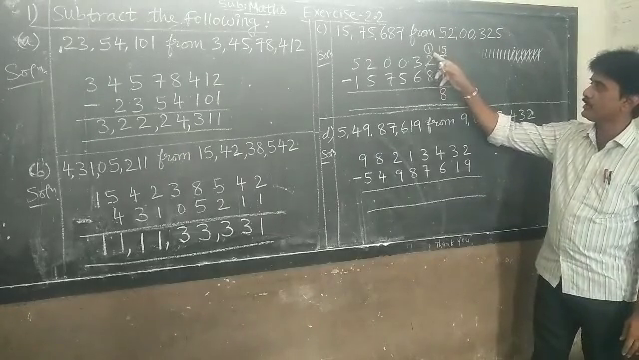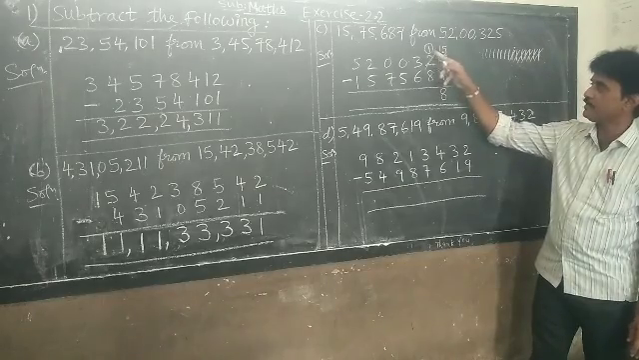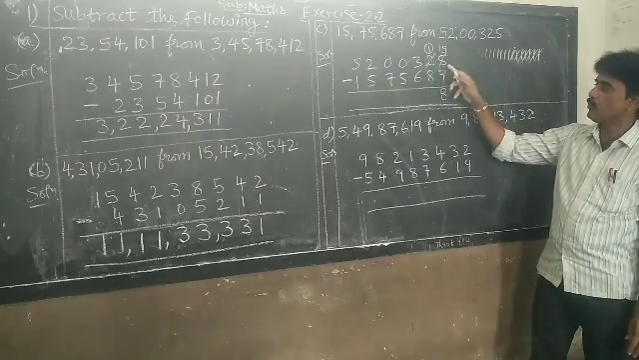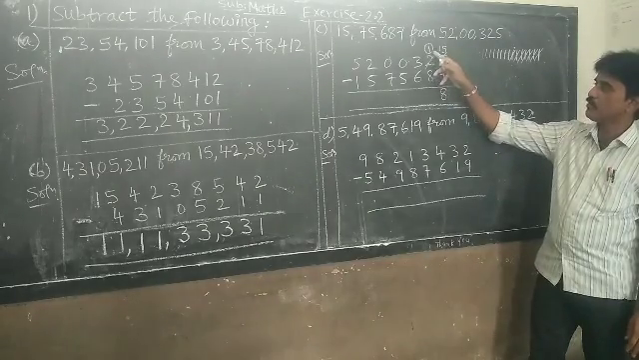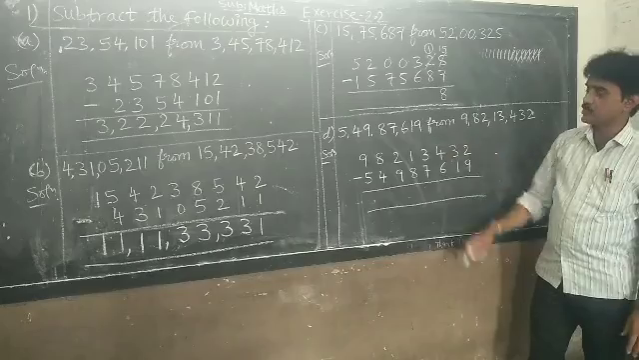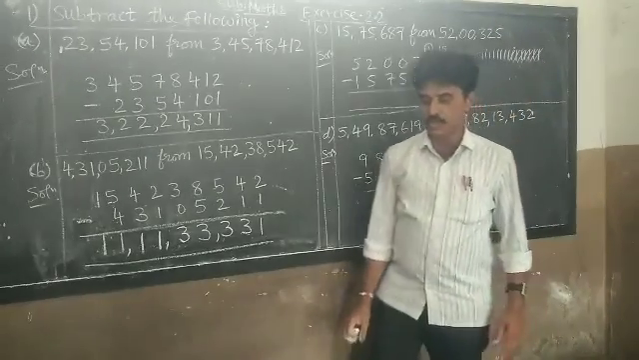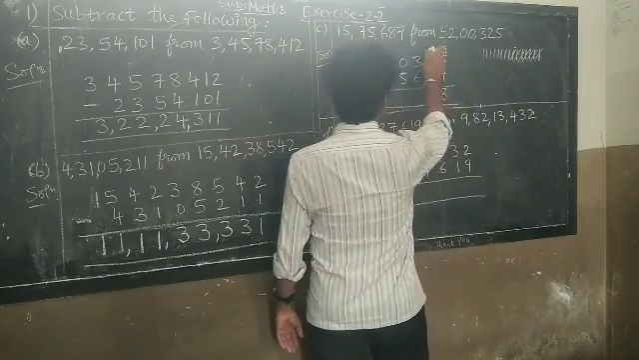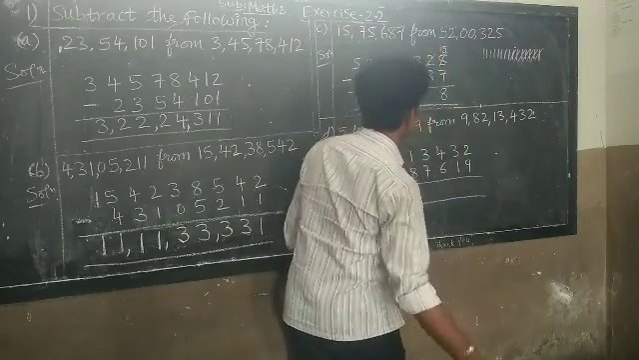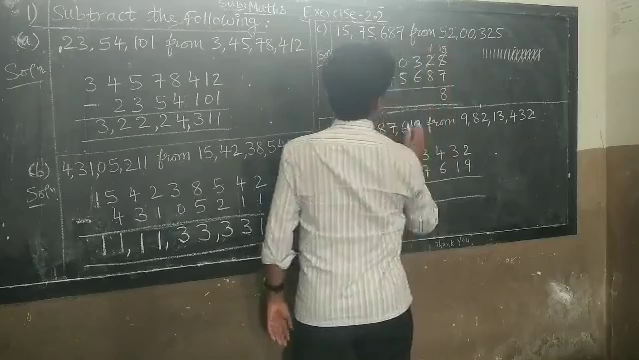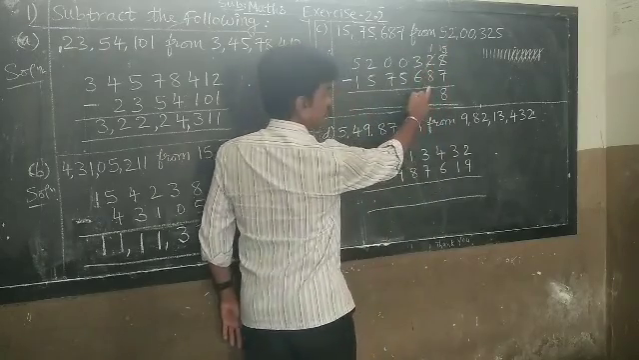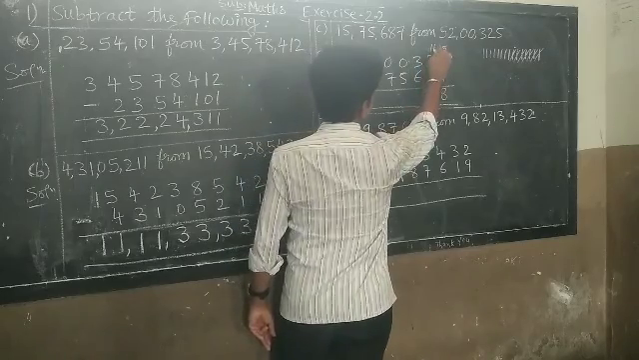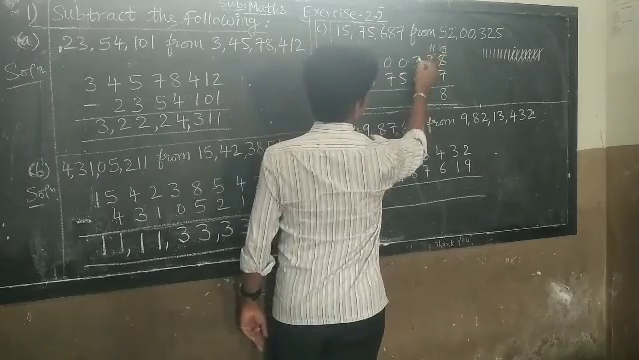Now you come to the tens place. 1 is there. 1 minus 8. Not 2 minus 8, because you have taken 1 from 2. Now it is 1 only. 1 minus 8 again is not possible, isn't it? So what do you have to do? Borrow 1. Now it becomes 11, because you are borrowing 1 from 3.